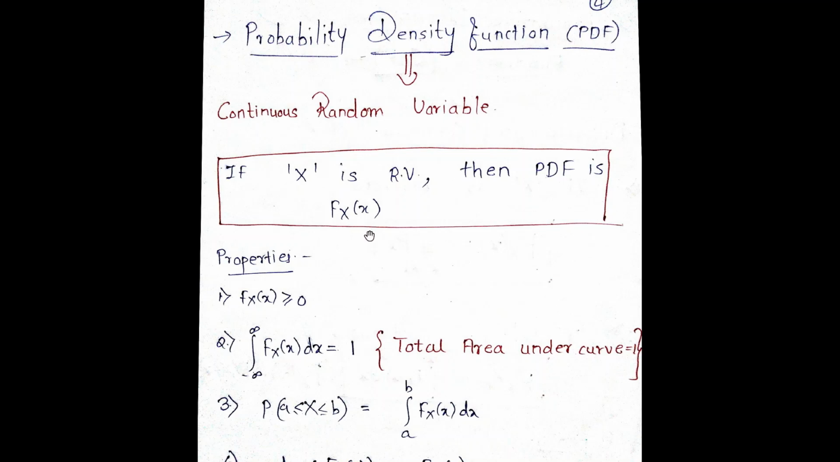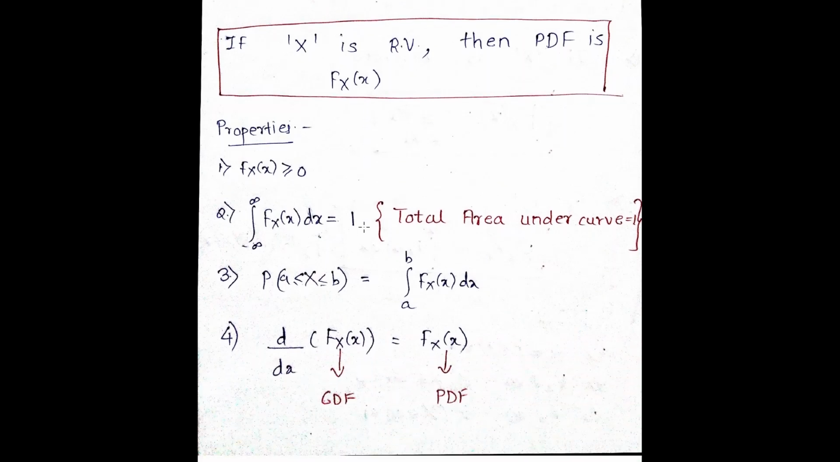Please understand this symbol. This symbol is going to be used multiple times and you should know what it means. It's a small f, then there is a capital X, then there is a small x in brackets. This particular symbol indicates the probability density function. So if x is a random variable, the PDF is given as fx of x, that is small f, capital X and small x. Now the probability density function has value greater than or equal to 0.